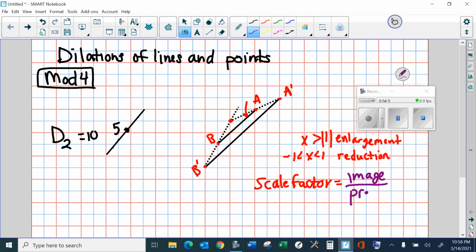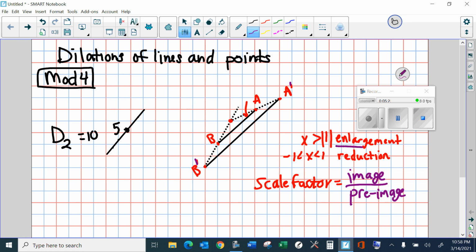Remember, we've talked about this before, and the easy way to remember this is I comes before P in the alphabet, so you know which one's on top. Okay, image over pre-image. Remember, we know it's image because it's got the hash marks here. Pre-image does not have the hash marks. Remember, pre-image is the starting one, image is the ending one. All right, so this image length is greater than the pre-image, so it's going to be greater than 1, so it's an enlargement.